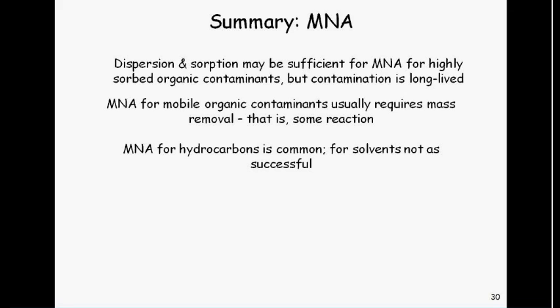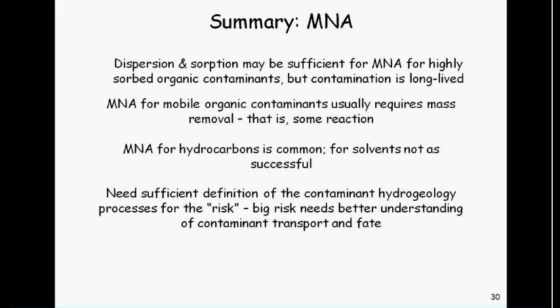And I think that's why M&A for hydrocarbons is the default solution. For solvents, because the biodegradation processes aren't apparently as active, especially in aerobic systems, I think there'll be more chlorinated solvent plumes that require remediation as opposed to letting nature look after it. That's been the experience so far.